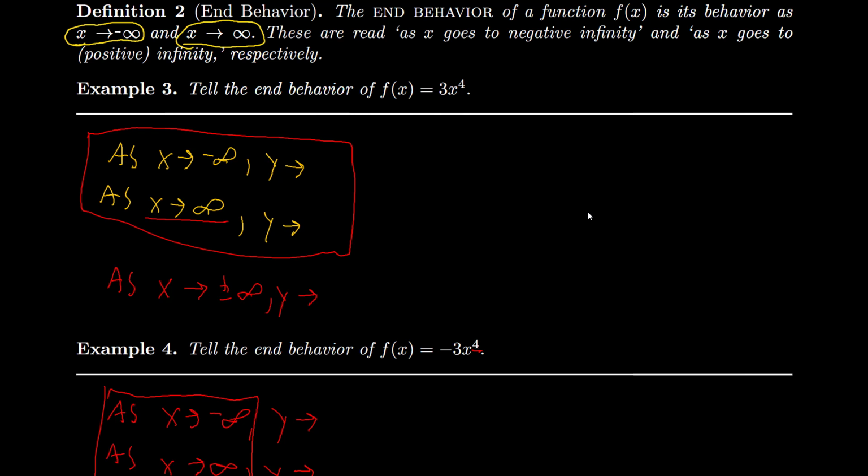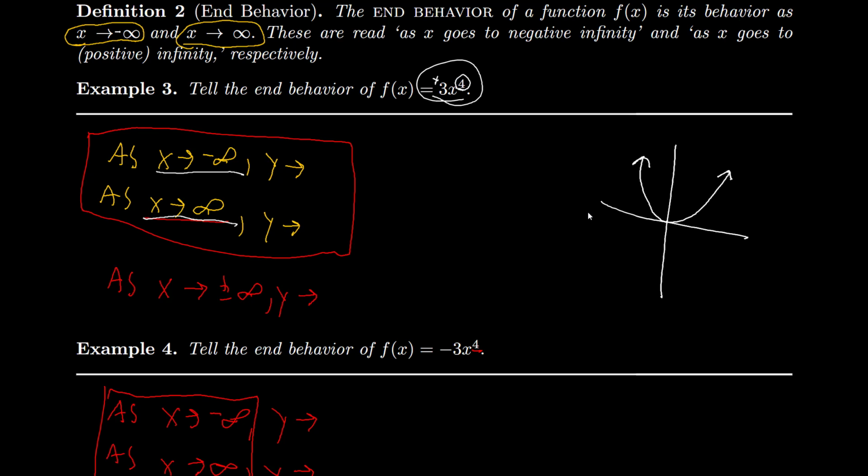So let's tell the end behavior of f of x equals 3x to the 4th. That's easy enough. It's always going to look like what's in this red box here. As x goes to negative infinity, y is going somewhere, and as x goes to positive infinity, y is going somewhere. We just need to know where. Let's think about what this looks like. This is a positive even function. You can go graph it on Desmos if you want to, but it's going to look like this. A positive even function looks like this.